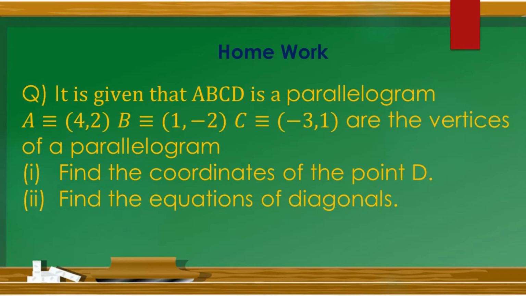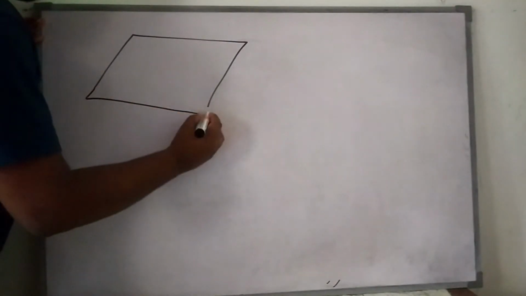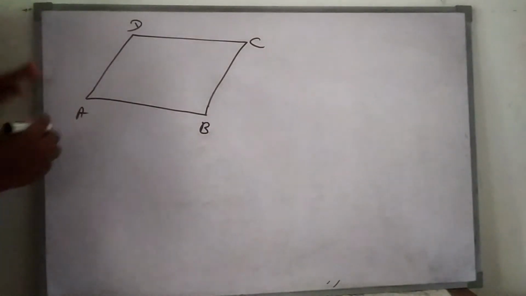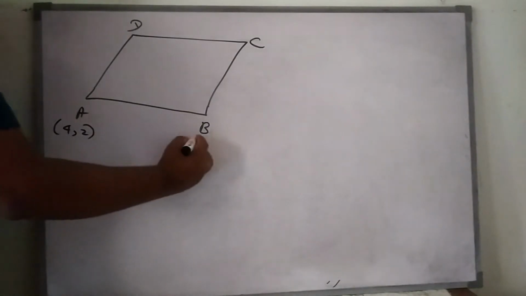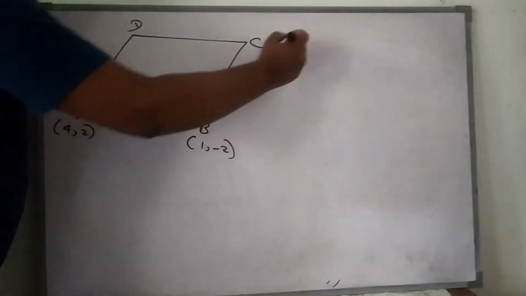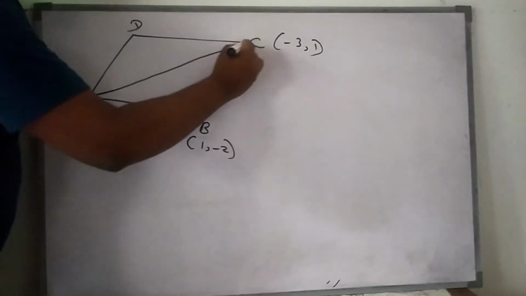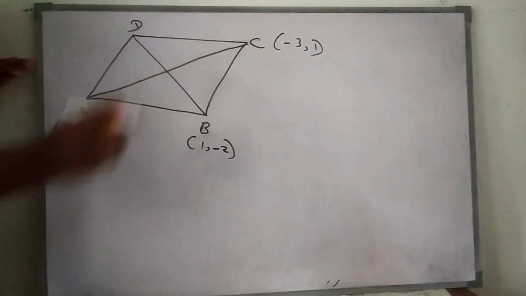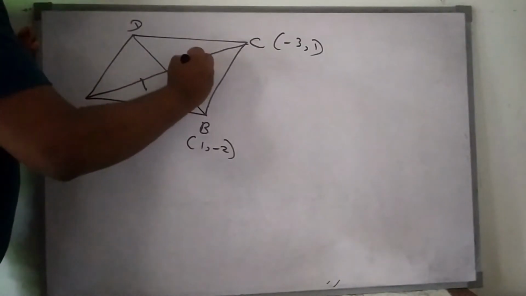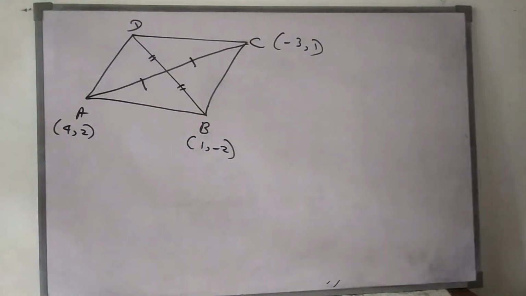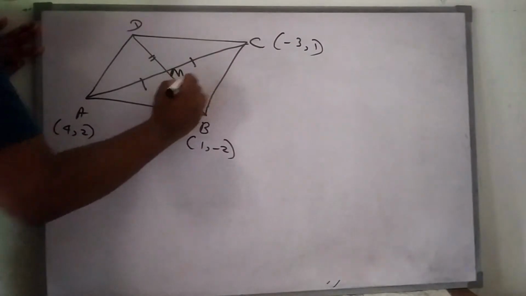First of all, you just need to draw a diagram with ABCD, right? The A coordinate is (4, 2), then (1, -2), and (-3, 1). This is my D. We just need to find the D coordinate. So you know, in a parallelogram the two diagonals bisect each other, so we can find the midpoint M, right?